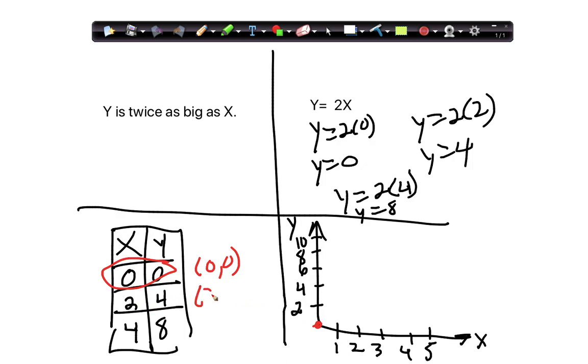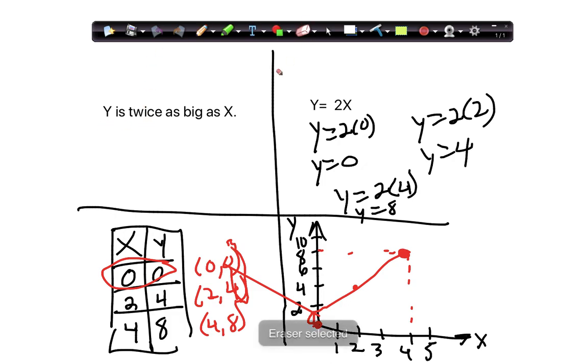This is the point over 2, up 4. And this is the point 4, 8, which means we go over to 4 and up to 8. So I'll do this so we can really see where that point is coming from. And then we could just draw a straight line.